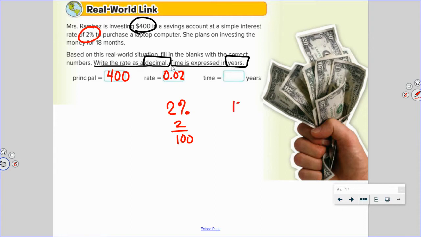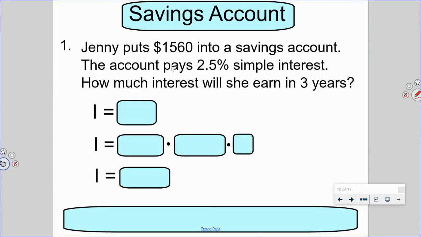And time, we're not going to write 18 months. There are 12 months in a year. As you can imagine, it's 1.5 years. So that's going to be really important. Write that in your notes. Make it loud, make it proud. Change the rates to decimal form and change the time always to years, at least for simple interest.